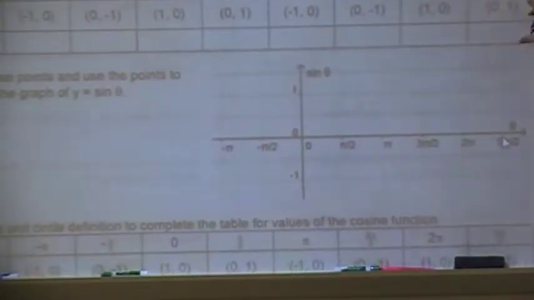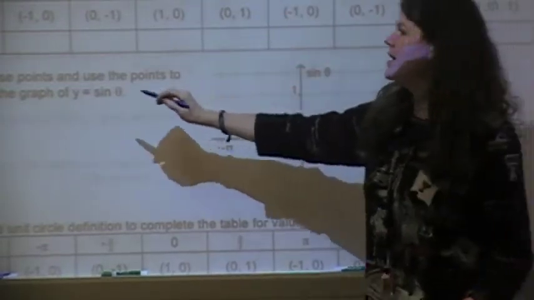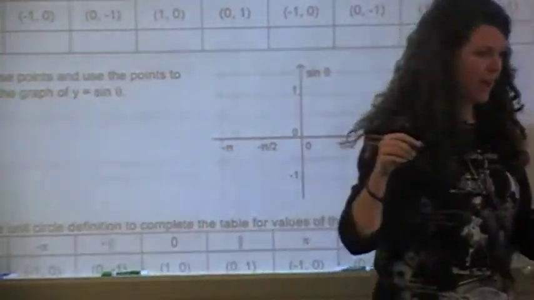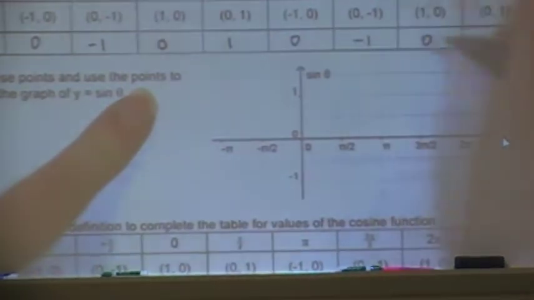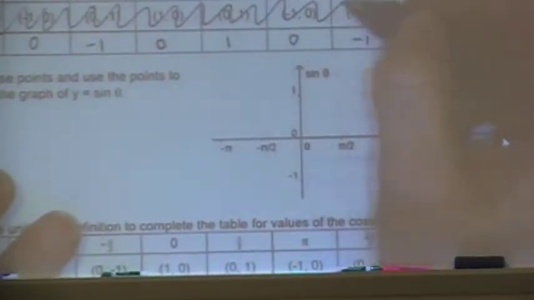So this particular table is just meant to help you graph it. So sine is your y value. This is ridiculously easy. Sine is your y value, so it's 0, -1, 0, 1. Alright, so now that I have those, disregard this middle point. They were just helping us get our way around the unit circle.